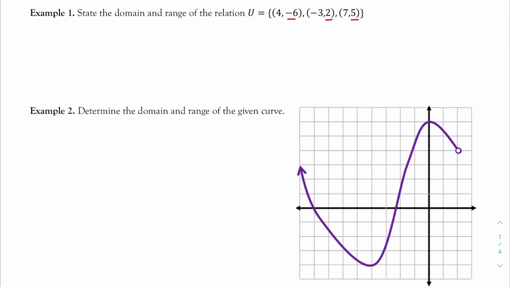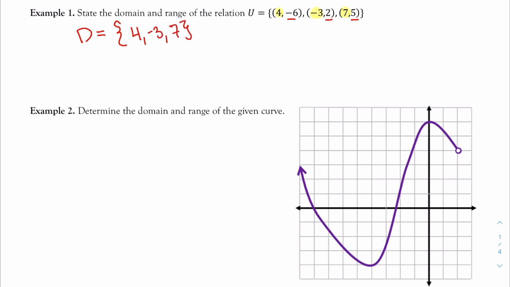Here I have a set of points. My first point is 4, negative 6. My second point is negative 3, 2. And then I have 7, 5. So if I have a relation here, the domain, again we use D for domain, is a set of all x values. So I'm simply going to go ahead and highlight all of my x values that I use here. In this case, my x values are 4, negative 3, and 7.